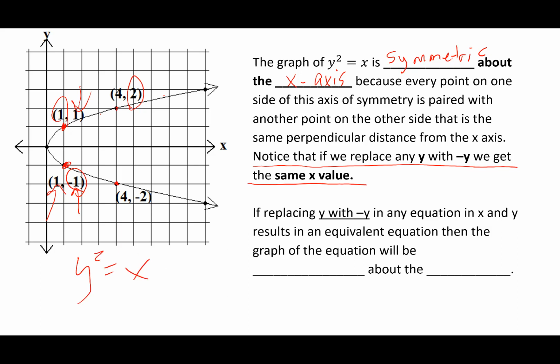you get 4 for x. If you have negative 2 for y, you still get 4 for x. So whether you put in a positive value for y or its opposite, you get the same x. That's how you know it's symmetric about the x-axis. If replacing y with negative y in any equation in x and y results in an equivalent equation, then the graph of the equation will be symmetric about the x-axis.